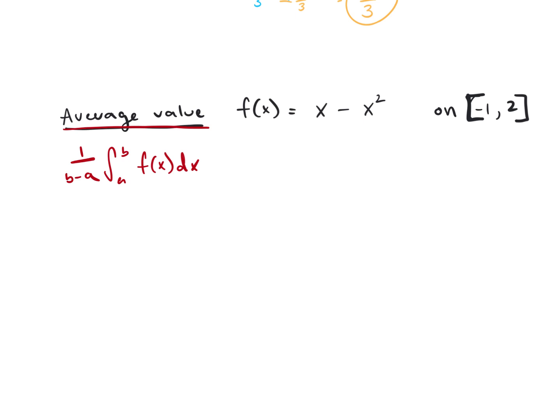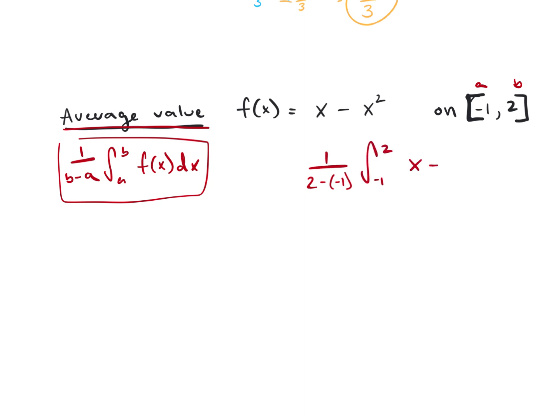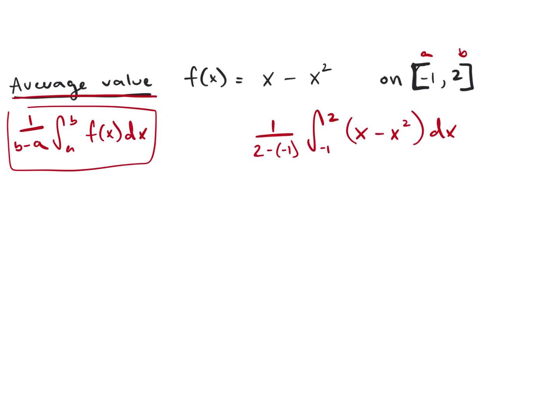So this is our formula. If it asks for the average value, we're finding the antiderivative. We're taking our integral. We're just multiplying it by 1 over B minus A. This is our A, and this is our B. So here we have 1 over 2 minus -1 times the integral from -1 to 2 of x minus x squared dx. So this would be 1/3 times the integral from -1 to 2.